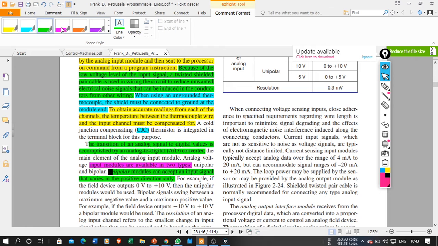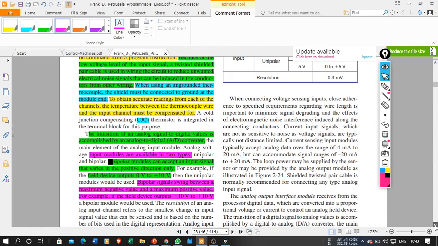Example, okay, example of this module is the field device's output is 0 to plus 10 volt. Okay, so if the field device will give me the output in the range of 0 volt to 10 volt, then I have to use the unipolar module. But if the field device will give me the output from minus 10 volt to plus 10 volt, then I have to use the bipolar module. The bipolar signal swings between maximum negative value and maximum positive value. So bipolar signals will measure the value between minus 10 volt to plus 10 volt.